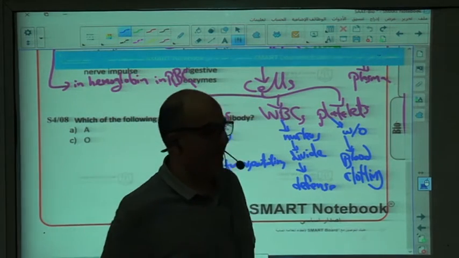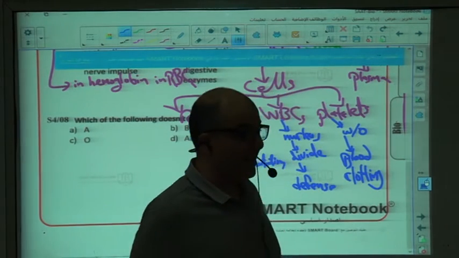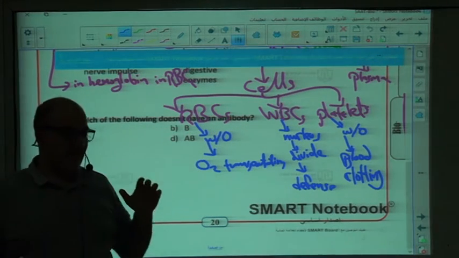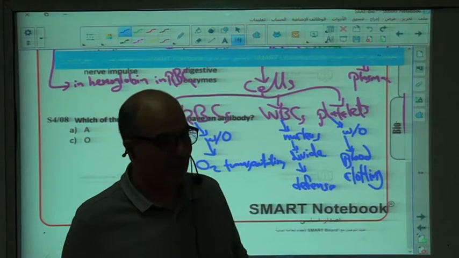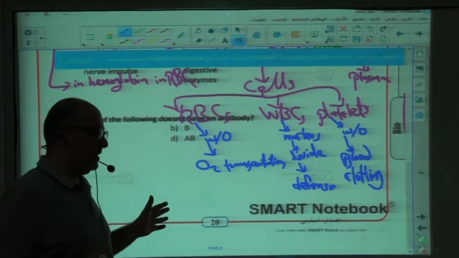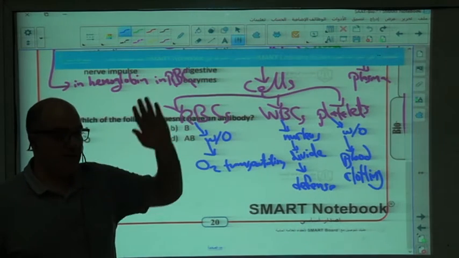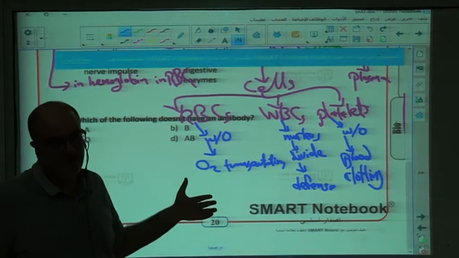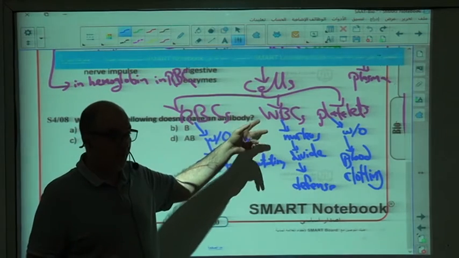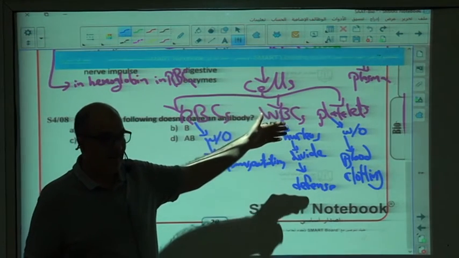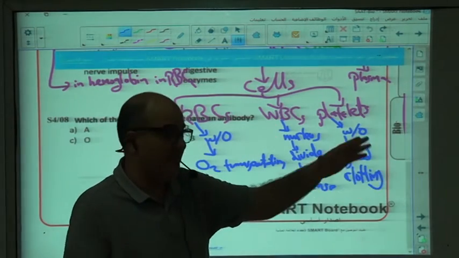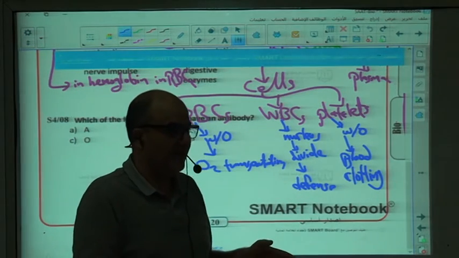But guys, if you find that the number of the white blood cells is higher than the normal rate, do you think this is an indicator for what? Healthy person or sick person? If we take a blood sample from a patient and find that the white blood cells are higher than the normal rate, this is an indicator that there is an infection inside the body. Indicator for the infection.